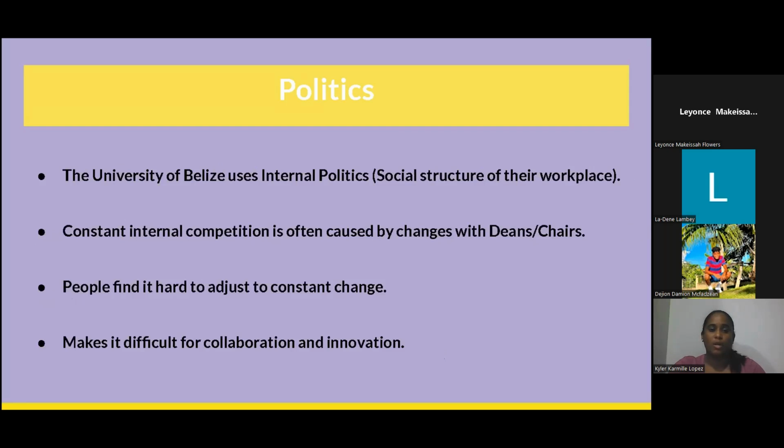Constant internal competition is often caused by changes within deans and chairs from time to time on the board. And people would find it hard to adjust with these constant changes in the top management. It makes it difficult for collaboration and innovation within the organization.